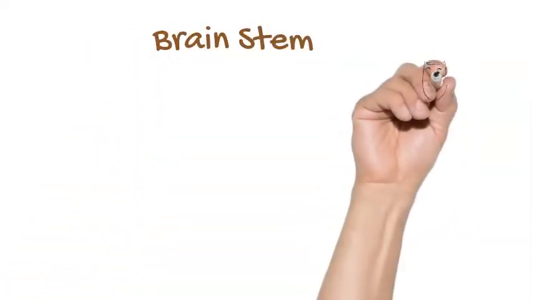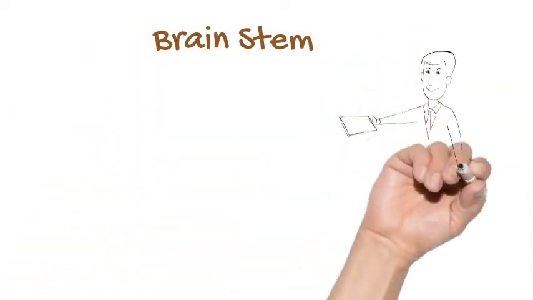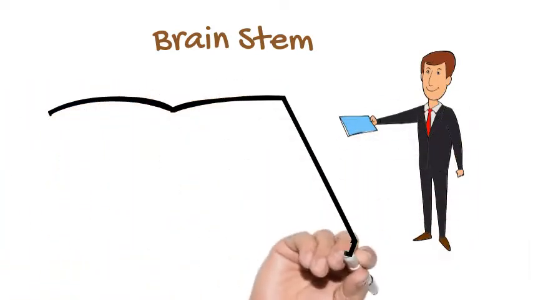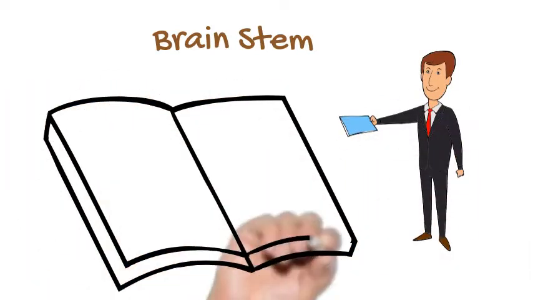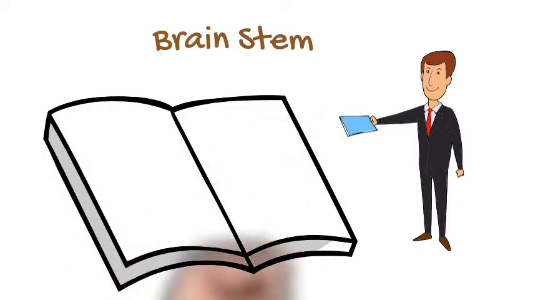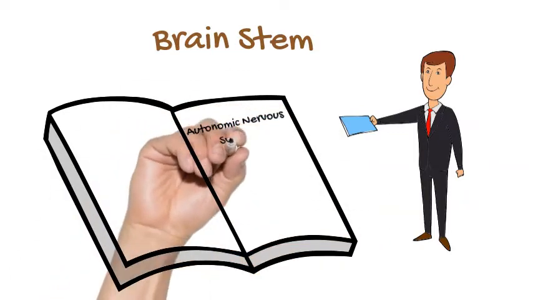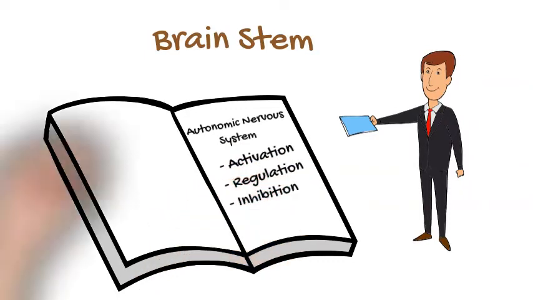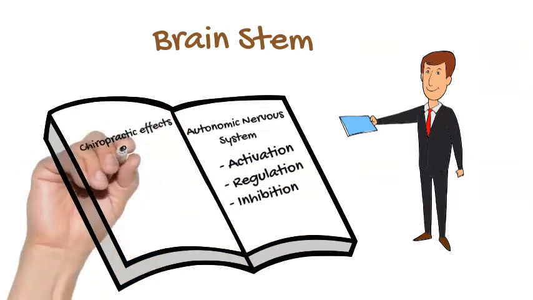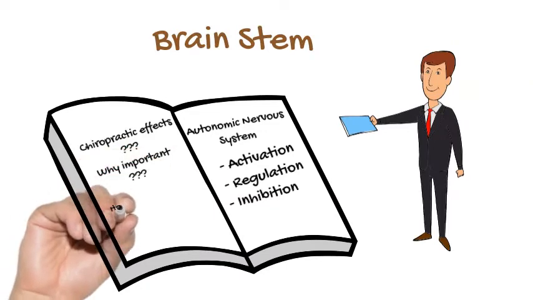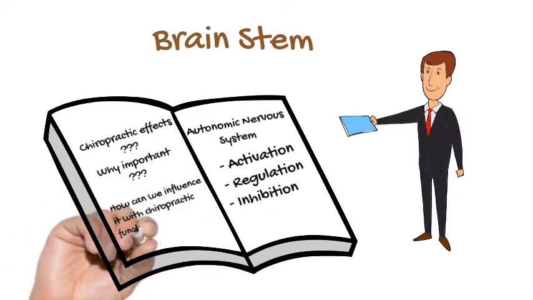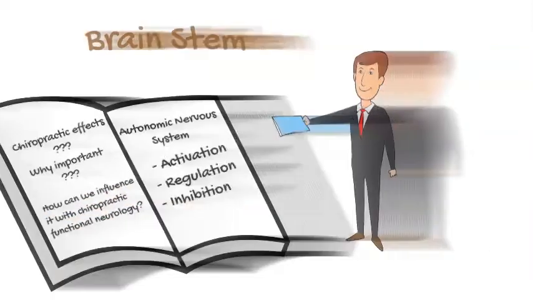The brainstem is the area of activation, regulation, as well as inhibition of the nervous system. We're going to explain how you can see this chiropractically, and what the effects can be to regulate the system, and why it's important that we look. Isn't it exciting that you'll learn how to affect the brainstem through chiropractic?